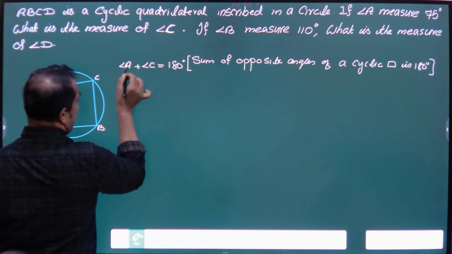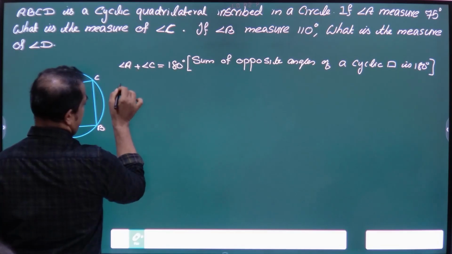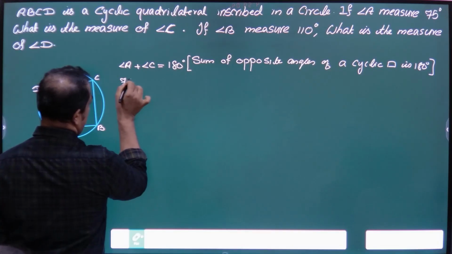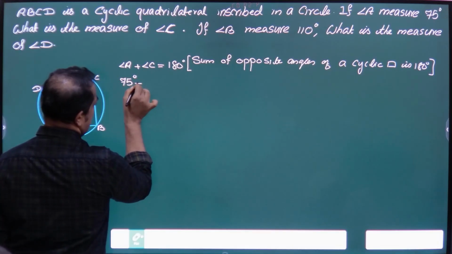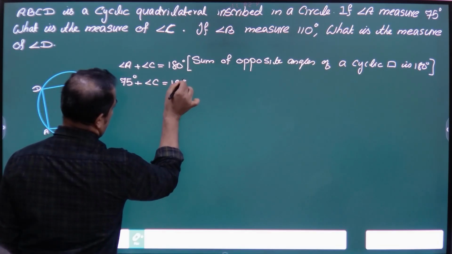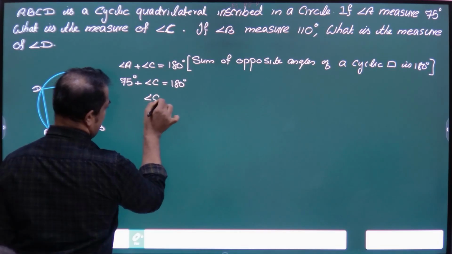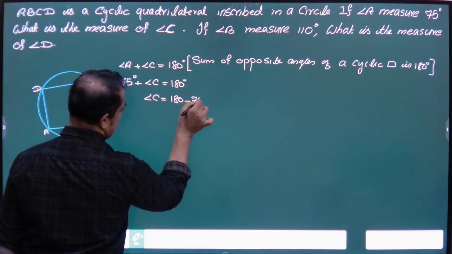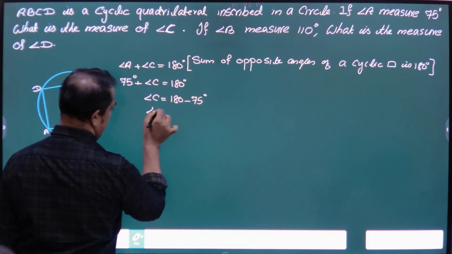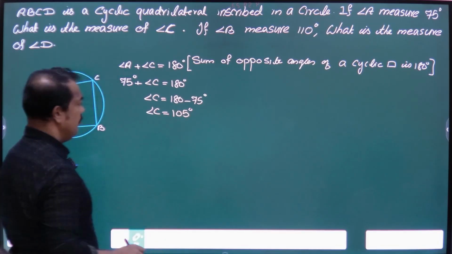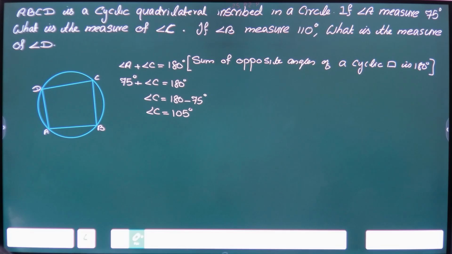And what is the value of angle A? 75. Plus angle C, 180. What is angle C? 180 minus 75. Angle C is equal to 105 degree.